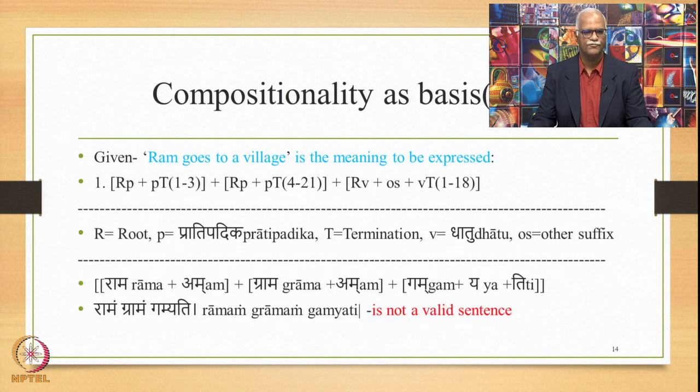Similarly, if you look at the same meaning, namely "Ram goes to a village", and if this is the meaning that is to be expressed, once again we will follow the same formula: RP plus PT 1 to 3 plus RP plus PT 4 to 21 plus RV plus OS plus VT 1 to 18. Then if we have the following combinations: Rama plus Grama plus Gama plus Ya plus T. Now these combinations will lead to the units, namely Ramam, Gramam and Gamyati, which will lead to the speech unit called sentence like Ramam Gramam Gamyati.